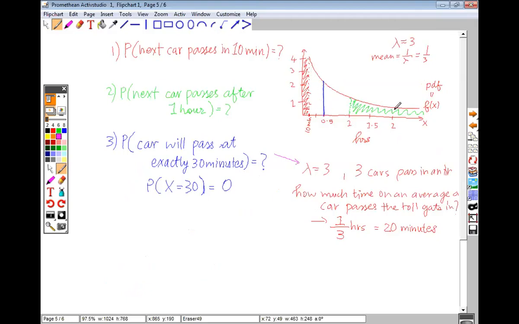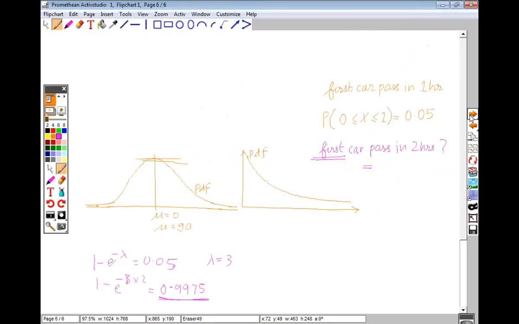Yes. But again, my question is not that a car should just pass within these 2 hours. My question is that the first car should pass in 2 hours. So I could have said 1 hour as well, right? So when I'm talking about such questions, what I actually mean is that not a single car has passed within the first hour, and my first car has to pass in the second hour. Does this make sense?